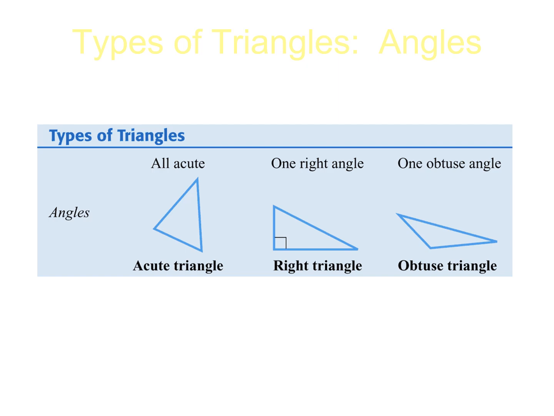We have three primary types of triangles. Acute triangle, where all of the angles are acute, or less than 90 degrees. A right triangle, where one angle is a right angle, and we always mark it like this with that little corner. Or an obtuse triangle, where we have one obtuse angle. You can't have more than one right angle or more than one obtuse angle in a triangle, since all of the angles have to add up to 180 degrees.